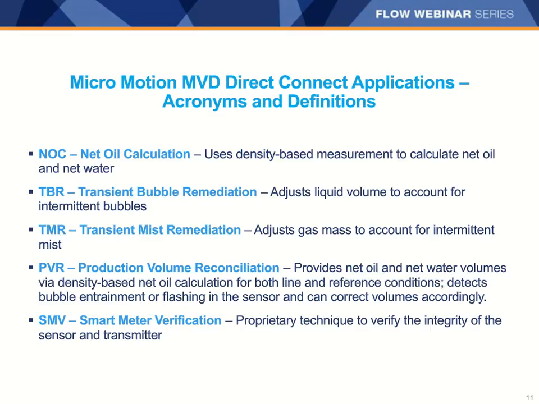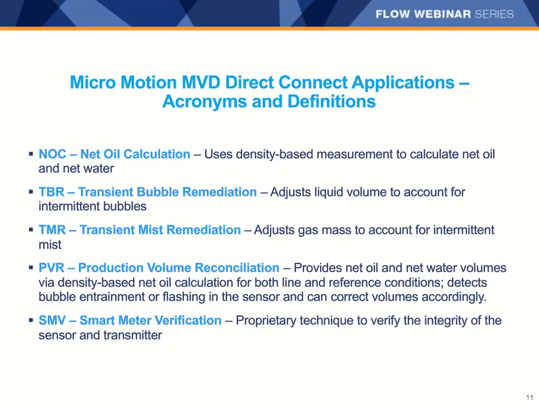Next is PVR, which is production volume reconciliation. This application provides net oil and net water volumes via the density-based net oil calculation, or NOC, for both line and reference conditions. But PVR also combines that net oil calculation with TBR, so it will detect bubbles going through the meter also. So PVR is a combination of NOC and TBR. Finally, smart meter verification is a MicroMotion proprietary technique to verify the integrity of the sensor and transmitter, providing you confidence that the meter itself is performing well.